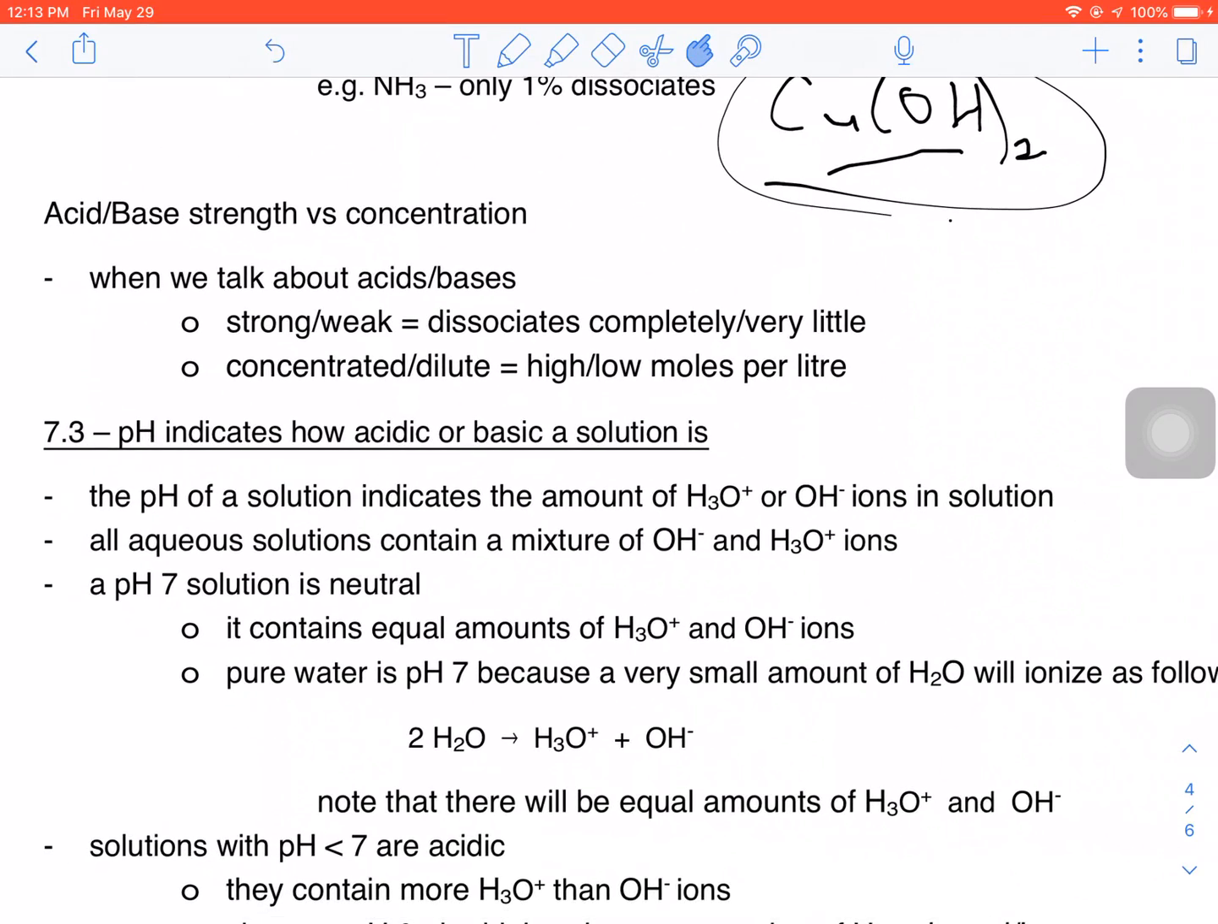Now, the other thing that we can talk about is how many moles per liter there are. Sorry, we're going back to chapters 5 and 6 a little bit. For part of this unit, we're going to have to get our calculators back out and talk about how many moles there are dissolved in a liter.